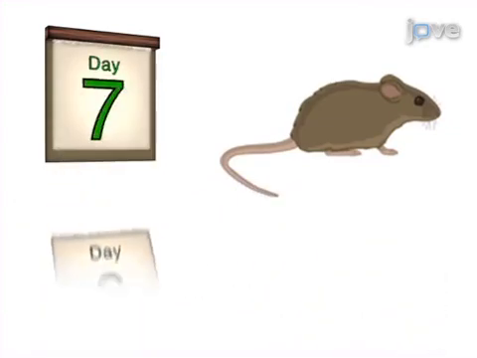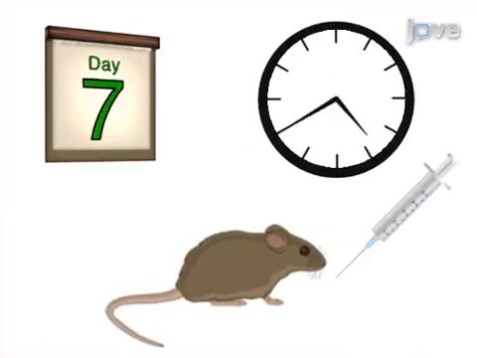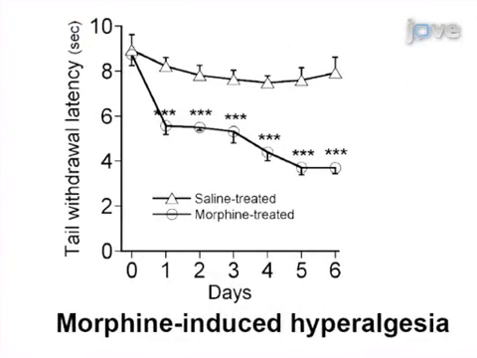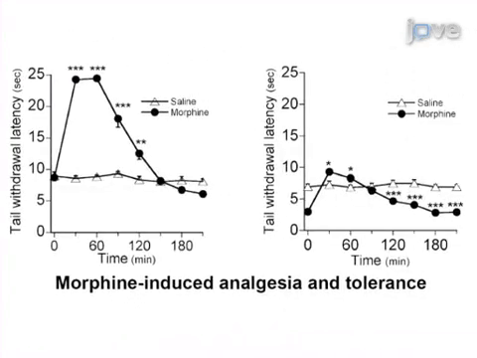On the 7th day, the analgesic effect of morphine is measured over a time course once again to reveal the development of analgesic tolerance. Results are obtained that show an increase in pain sensitivity, as well as the development of analgesic tolerance following repeated morphine administration.